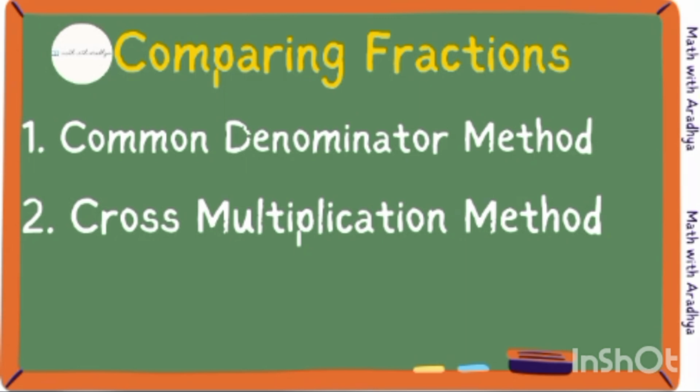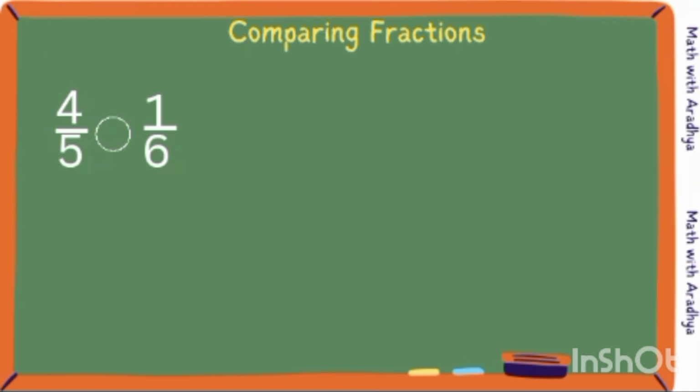So let's get started. The first question we have is 4 by 5 and 1 by 6. For this question, I'm going to show you the cross multiplication method. For cross multiplication, we multiply the numerator of the first fraction by the denominator of the second fraction. We are going to multiply these two. So when we multiply 4 times 6, we get 24. So we are going to write 24 over here.